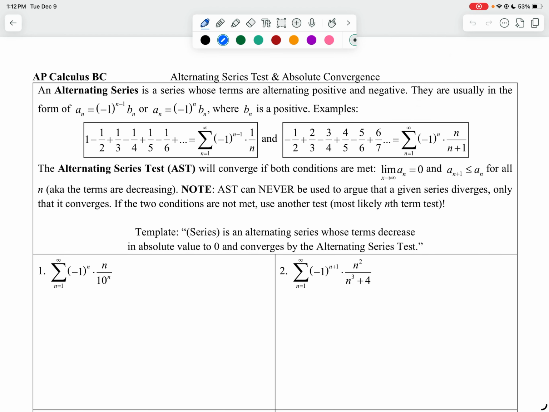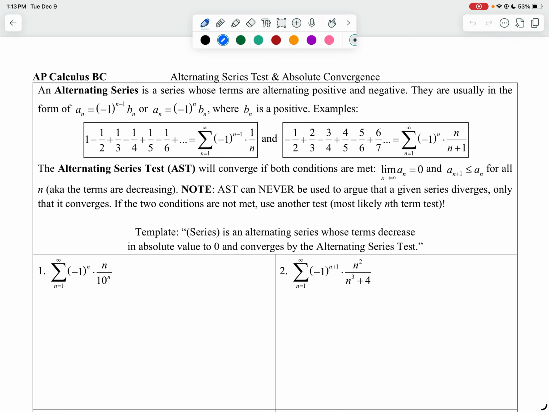Alrighty, in this video we are going to be talking about alternating series tests, and then in the second video we'll talk about absolute convergence, and then in the third video we'll talk about alternating series error. So there are 3 videos for this lesson. It's going to be quite a big one, I would say.